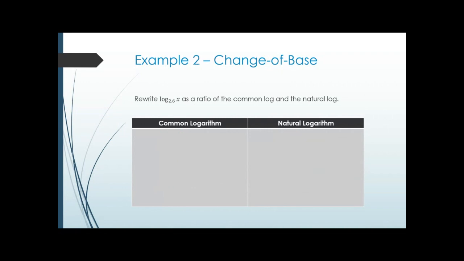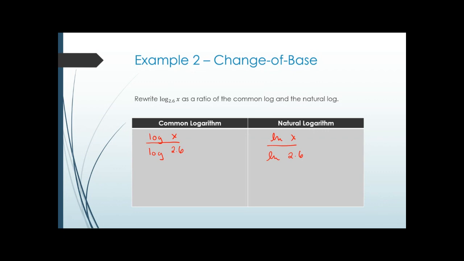Example 2, I'm going to do another one where we are rewriting it, but this time we have a variable involved so that you can see how that works. Rewrite log base 2.6 of x as a ratio of the common log and the natural log. So we're going to do the same thing. x is going to be on top. It's going to be the log of x for the common log, that's base 10, and then we divide it by the log of 2.6, whatever that base is. And for the natural log, you'd have the natural log of x over the natural log of 2.6.